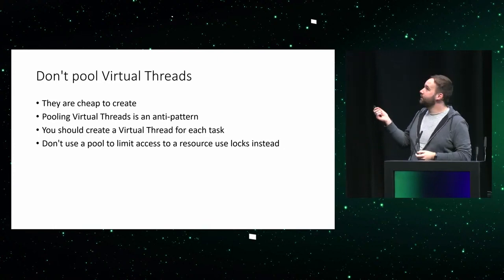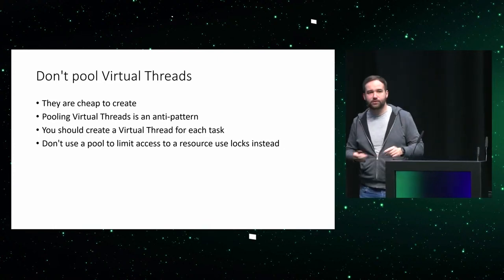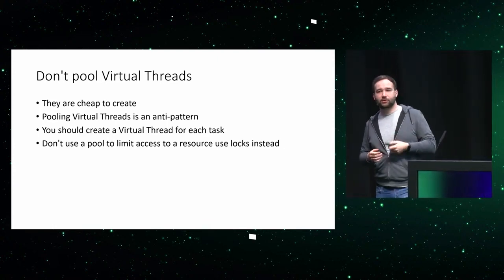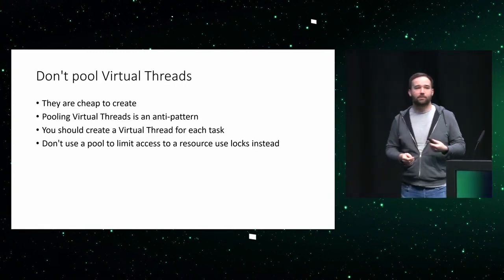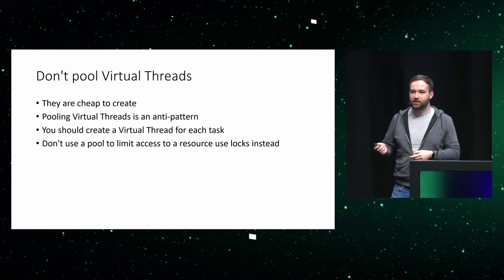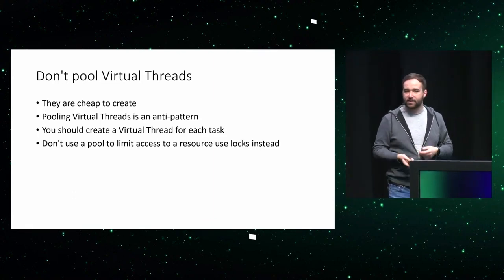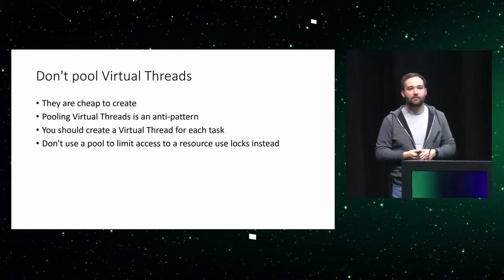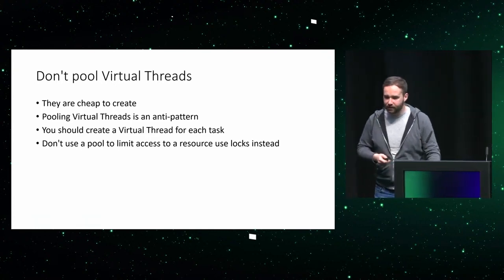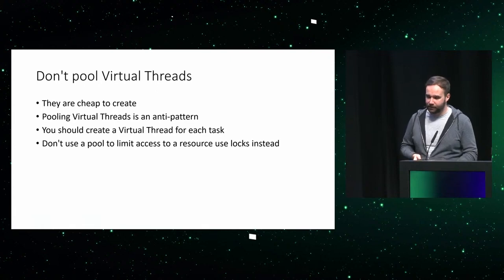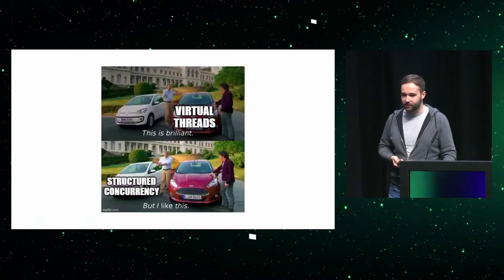There are some people around that use a pool to limit the access to a resource, for example a database. They will submit database jobs to a pool, and the pool will pick up the task when it's ready. But with virtual threads, like I said, you don't want to pool them, so it would be better to use something like a lock instead. And it will help you solve some performance issues.